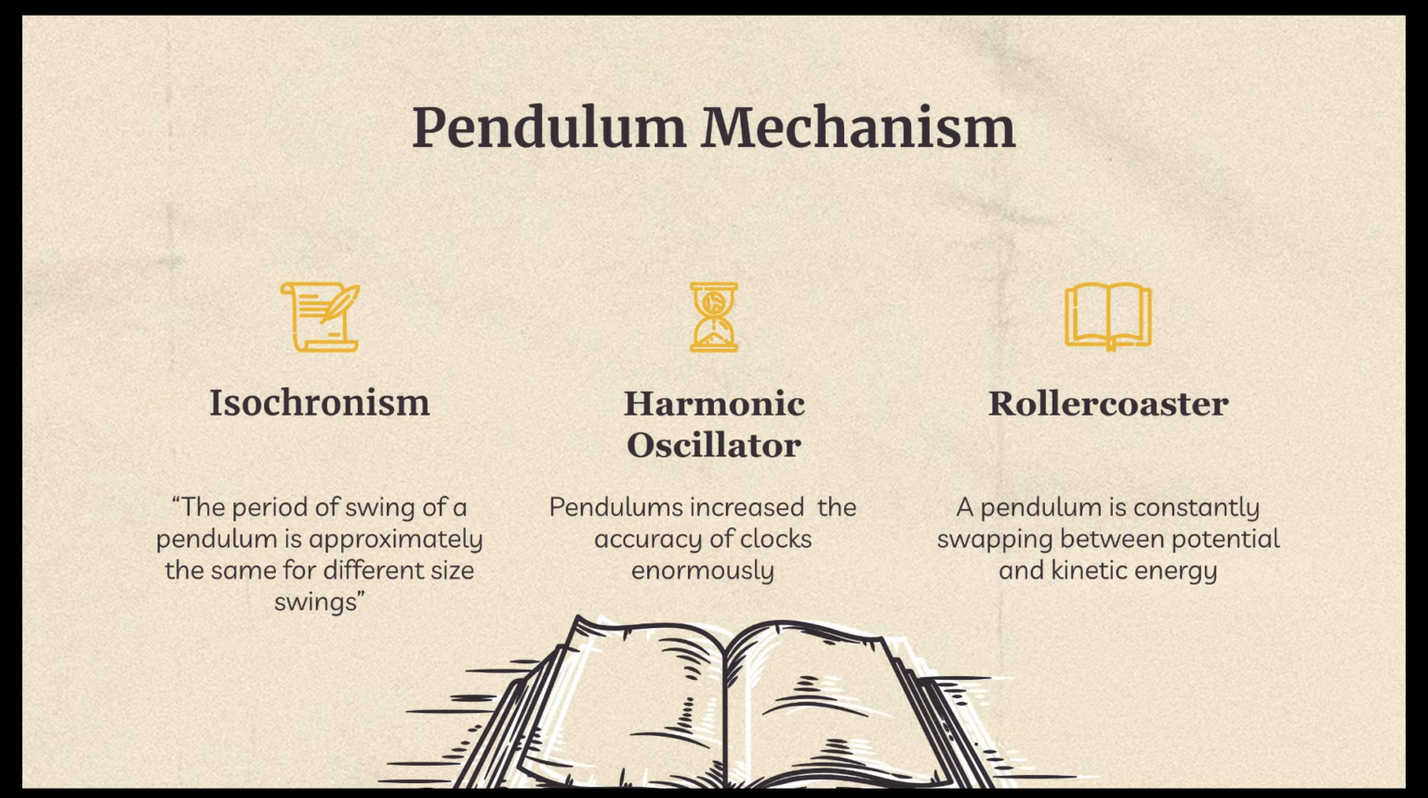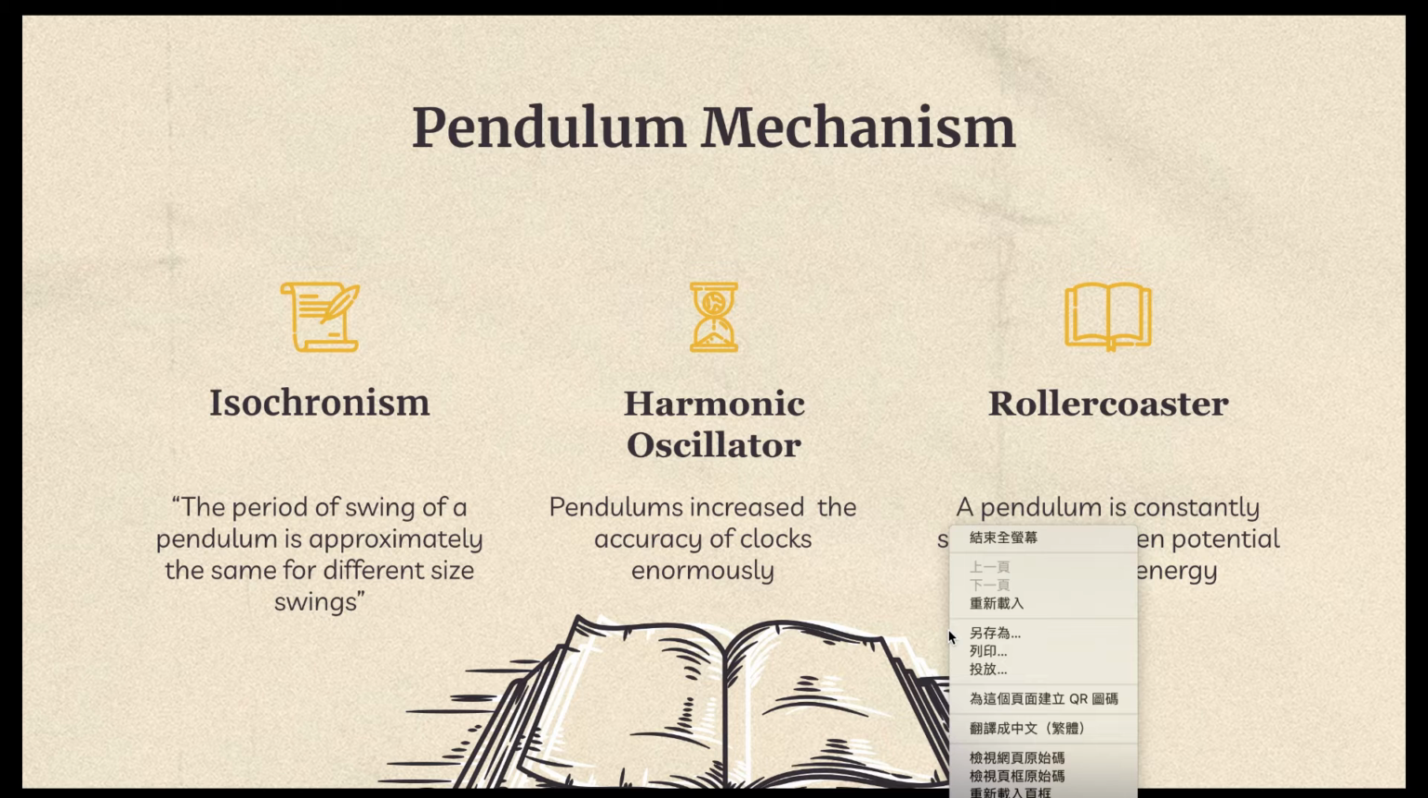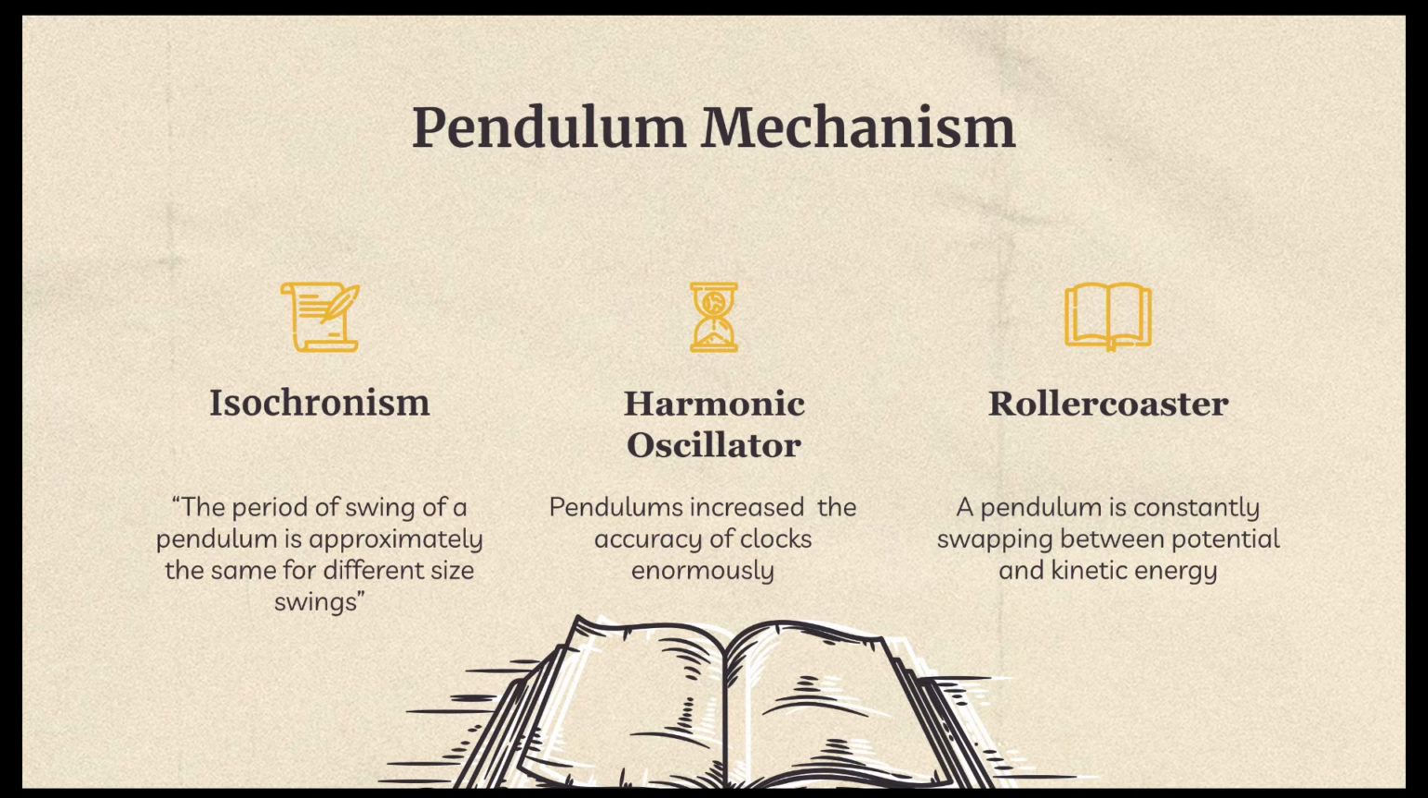Next, I would like to talk about the mechanism of the pendulum. The mechanism of a pendulum contains three parts: isochronism, harmonic oscillator, and roller coaster. Isochronism means that the period of swing of a pendulum is approximately the same for different size swings. Meanwhile, a pendulum increases the accuracy of clocks enormously because of the harmonic oscillator. At last, roller coaster means that the energy in a pendulum is constantly swapping between potential and kinetic energy.